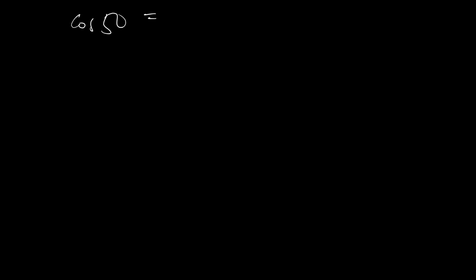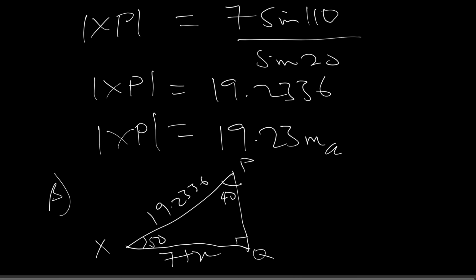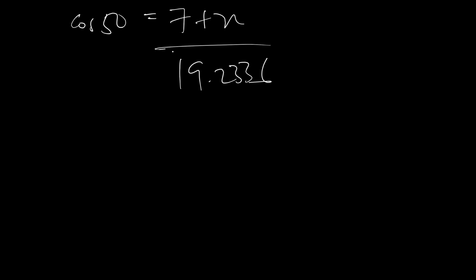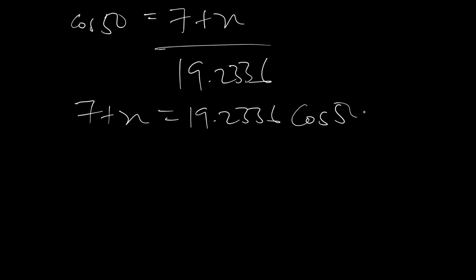So we can say that cos 50 is equal to adjacent, which is 7 plus x, divided by the hypotenuse, which is 19.2336. So 7 plus x divided by 19.2336. So we can say that 7 plus x is equal to 19.2336 cos 50. So 7 plus x is equal to 19.2336 cos 50, which is 12.3631.